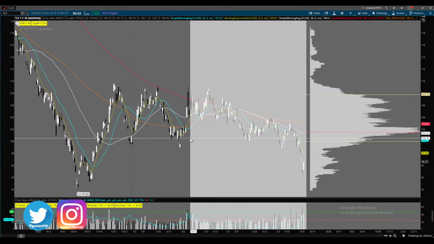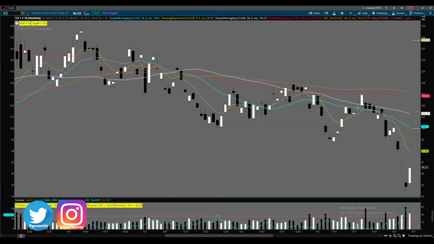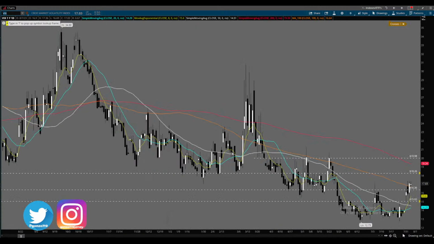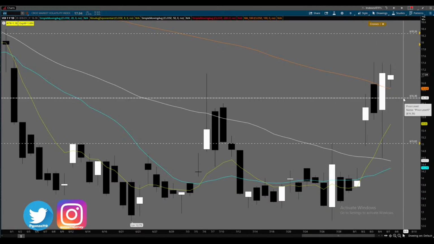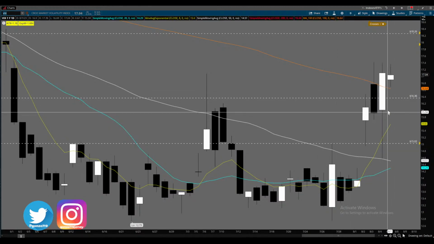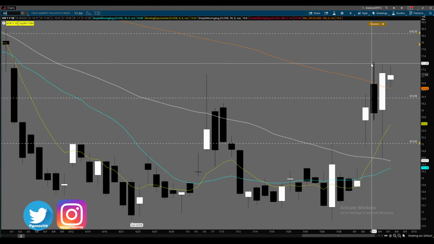All right, so why don't we go back here, we already looked at the 10-year. Let's look at the VIX. The VIX is livened up. Finally, it's livened up a little bit. We're now above 16. I said let's break 15. Let's hold 16. Well, we're holding 16. Now we have a triple top here.